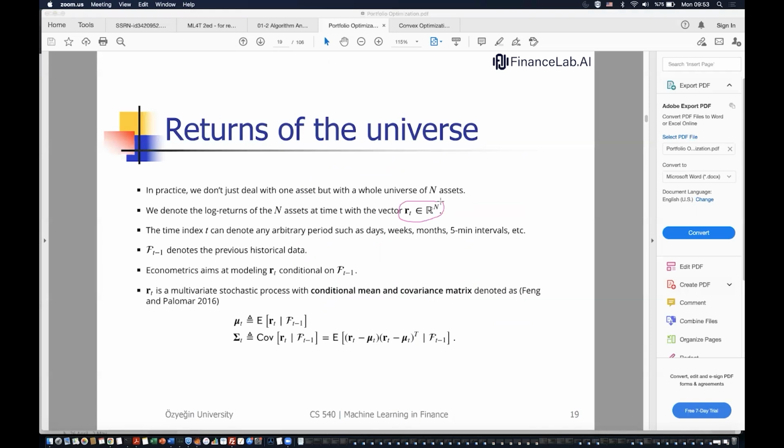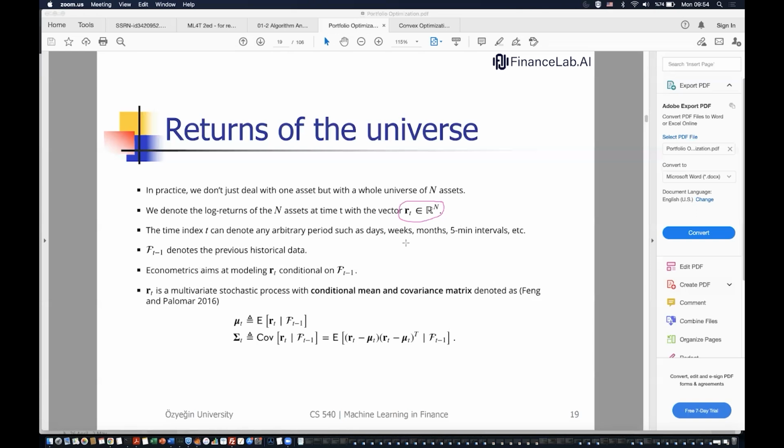And again, in this case, depending on our horizon, this index t can denote an arbitrary period. So if we are interested in daily returns, then each t, whenever we are measuring the log returns, will be daily log returns. But in other cases, we may be interested in weeks, whereas this time the difference between t and t plus 1 will show a week difference, and the log return will show a weekly log return. And similarly, for high frequency data, we may have a 5-minute interval, for instance. This is an example. And in this case, the difference between t and t plus 1 will be a 5-minute interval.